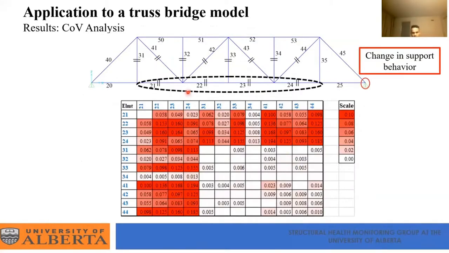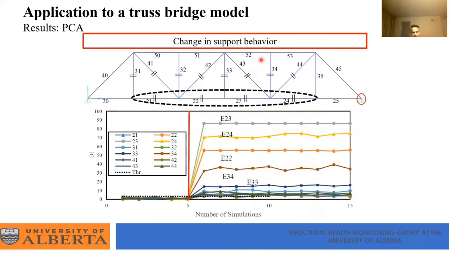Same thing in the coefficient of variation analysis: you can see elements 24, 23, 22, 21 have the higher change in coefficients. And similarly with PCA, we can see the same thing, 24, 23, 21, 22.